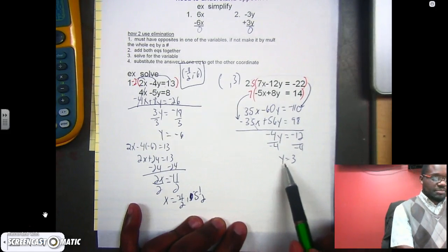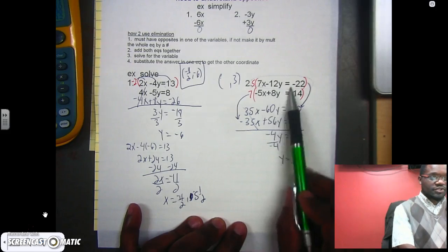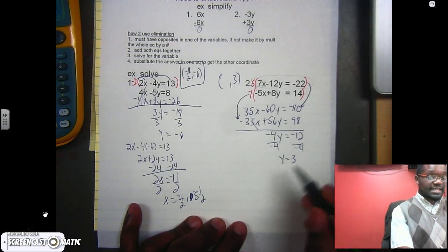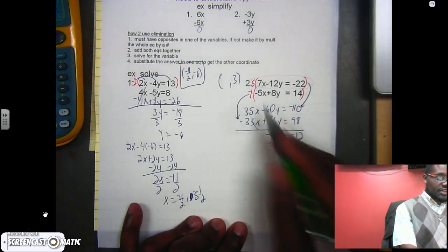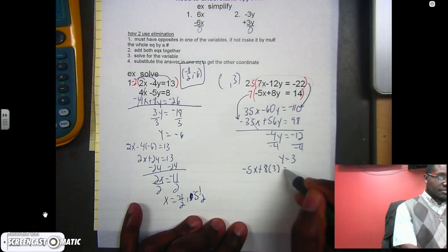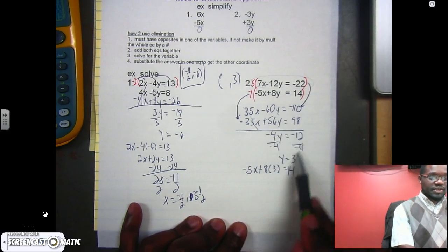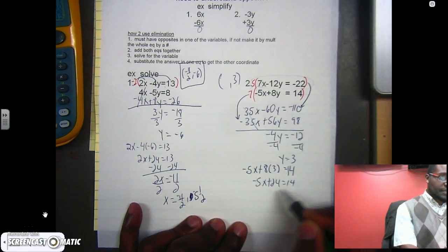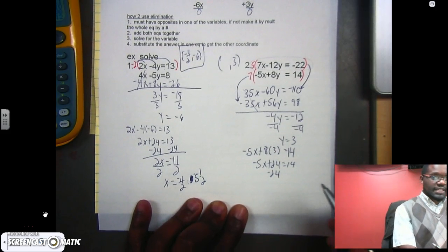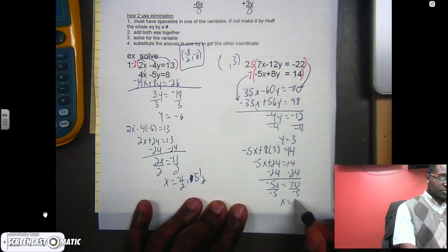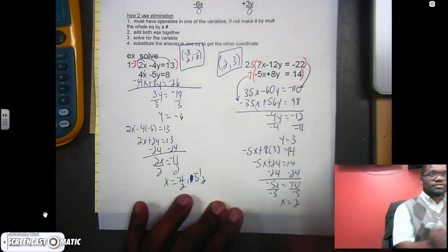I can find my x coordinate by taking this and substituting here, here, or the two originals. I always use originals because these have been multiplied. The numbers are a little bit bigger, but again, it does not matter. Say if I take this equation, negative 5x plus 8 times 3 equals 14. All I did was just substitute 3 in for y here. That's negative 5x plus 24 equals 14. I'm going to subtract 24, and I'm going to get negative 5x equals negative 10. Divide both sides by negative 5, and x equals 2. So my answer here is 2, 3.